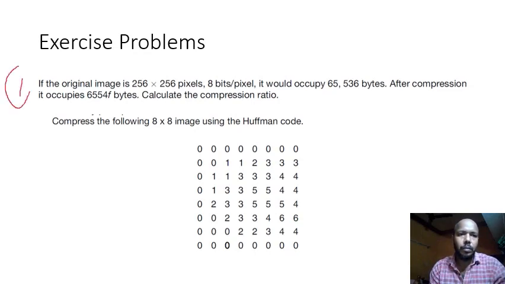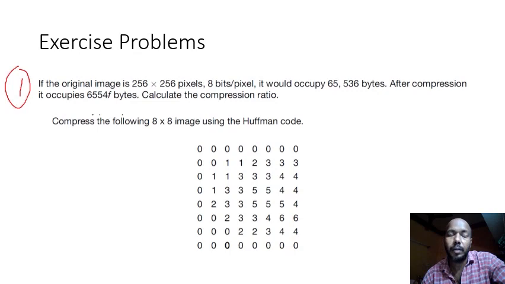Okay, so now we will see all these problems, the exercises for getting practice with Huffman coding algorithms. The first problem: the original size is 256 into 256 pixels and each pixel has 8-bit depth. So it is a 256 gray level representation, and it would occupy 65,536 bytes.